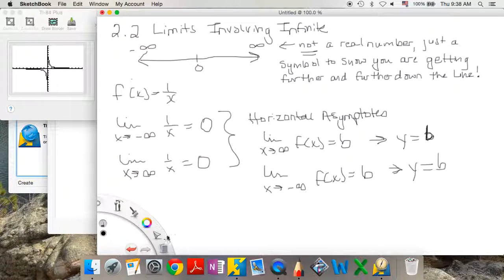Now, let's look at a couple of graphs and see what happens with them. What if we have a function g of x equals 1 over x squared? Now, before we look at that on the calculator, let's talk about it a little bit. What do we know about it? Well, we know that it's always going to be positive. We know that it can't be equal to 0. Those are some things that it looks like.